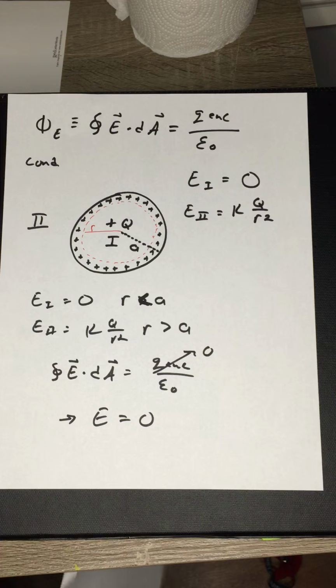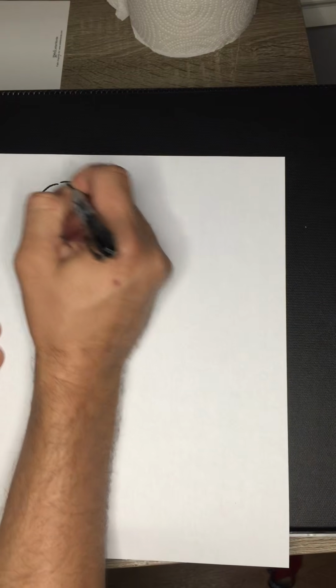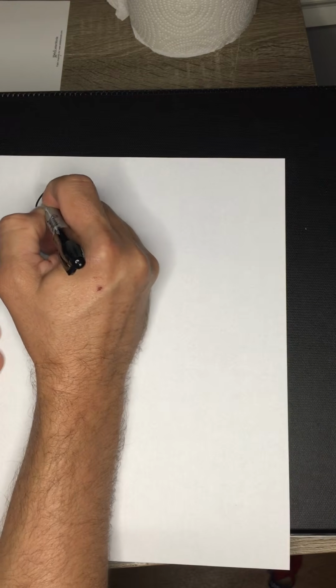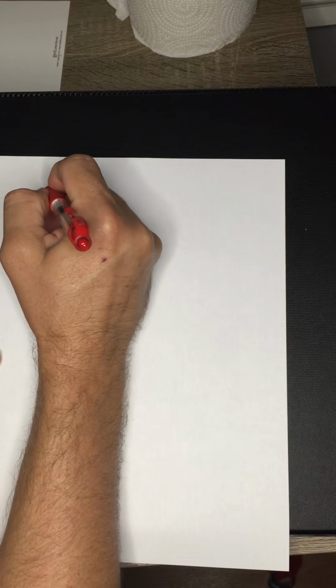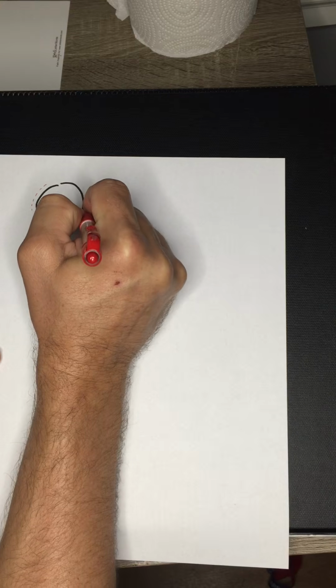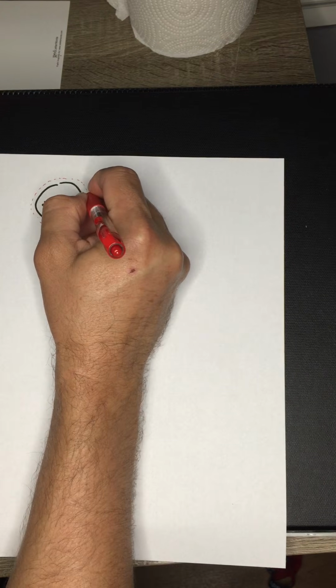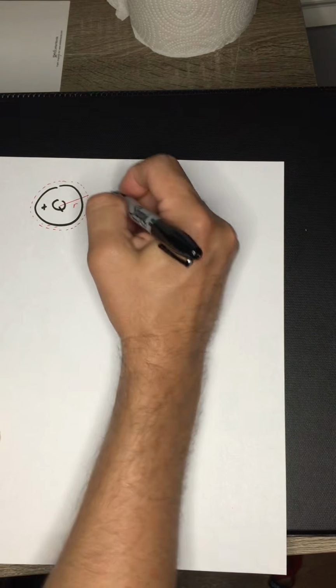Let's do the region outside. So I'll redraw. Here's my conducting sphere, charge Q. This time I'm going to draw my Gaussian surface outside, and again, I can put this wherever I want as long as I maintain appropriate symmetry, right? This will have some radius r, and what do I get?